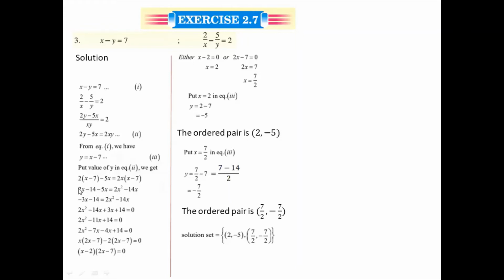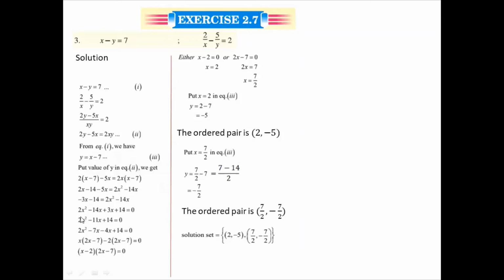Here we can simplify this as minus 3x minus 14, and on the right hand side we have 2x square minus 14x. Now we have to shift these values to the right hand side of the equation. So we have 2x square minus 14x plus 3x plus 14 is equal to 0. After simplification we have 2x square minus 11x plus 14 is equal to 0.